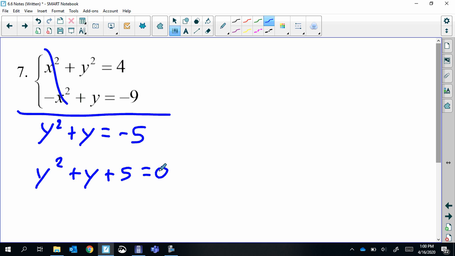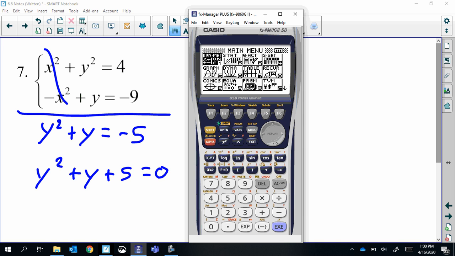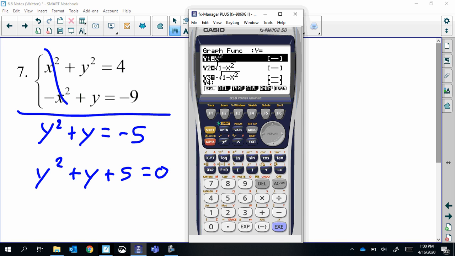This is not factorable, so again, we're going to get some decimals. Let's go ahead and just type this into our calculator. We can solve this out. If we're going to use our calculator, we might as well use the graph because it'll give us the x and y coordinates all at once.